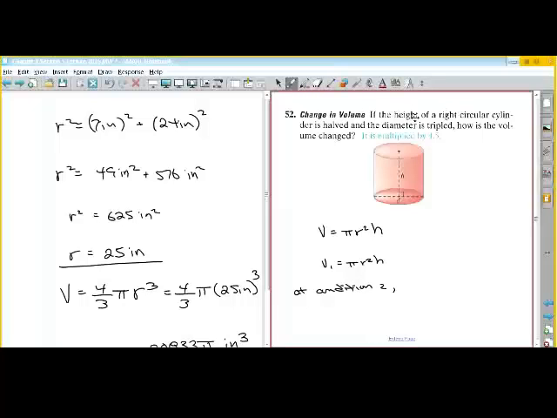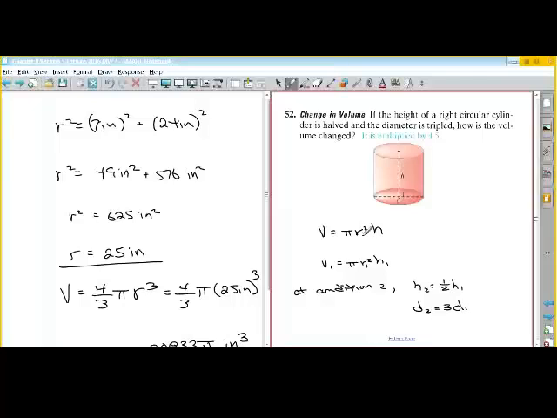It says the height of the right circular cylinder is halved. So I would say, let me put a little subscript here for 1. So that's the radius for the initial case and the height for the initial case. So what it's saying is that the height for the second cylinder is 1/2 the height of the original. The height is halved. It says that the diameter is tripled. So that means that you take the original diameter and you multiply it by 3.